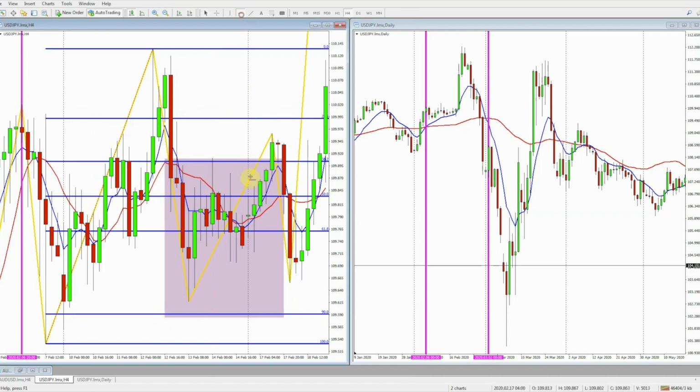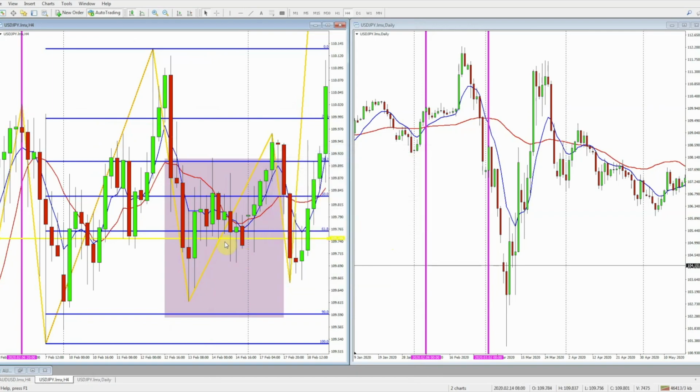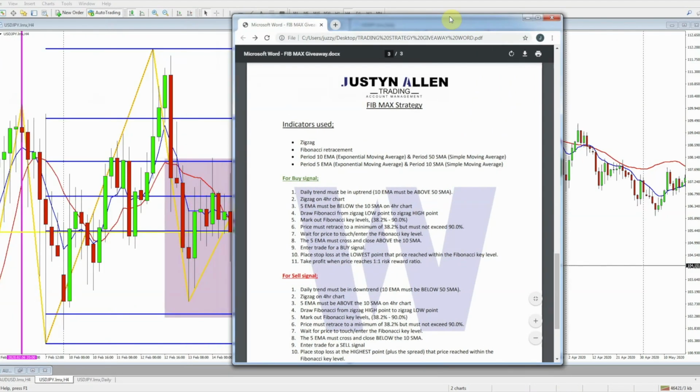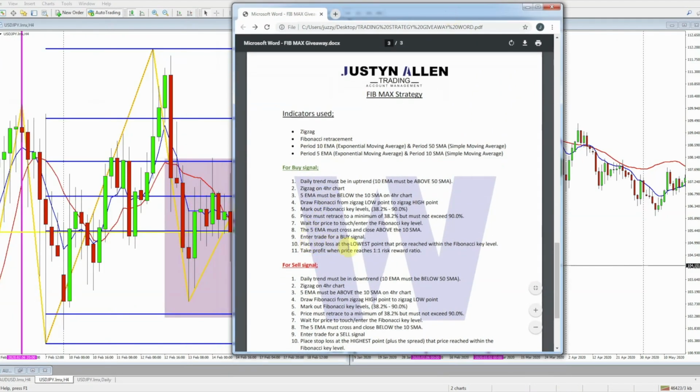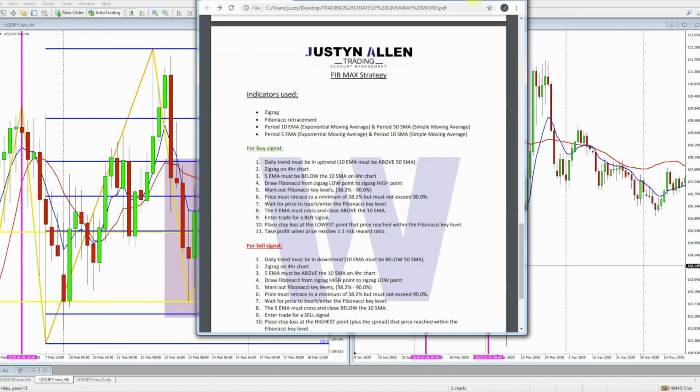So let's get a horizontal line in green. Actually, I changed that. Change it to yellow. We'd have entered at the close of this candlestick, so at this level here. Where would we put the stop loss? It says place stop loss at the lowest point that price reached within the Fibonacci key level. This is our key level between the 38.2 and the 90% level. The lowest point that price reached was this level here, so we'll get a horizontal line. Place the stop loss there.